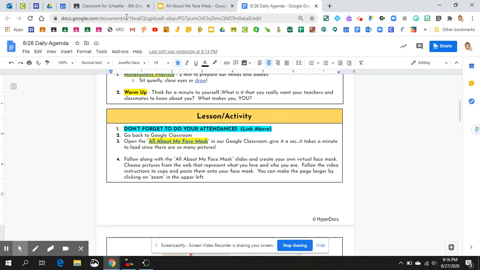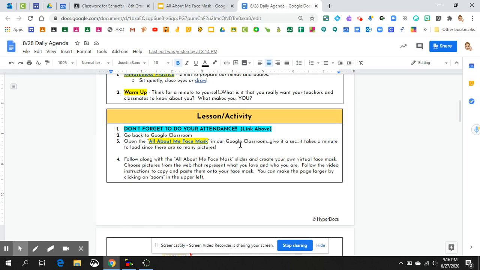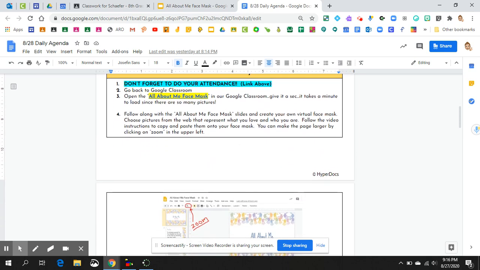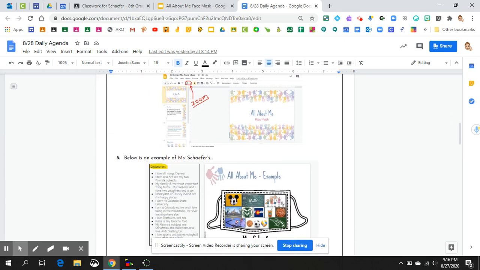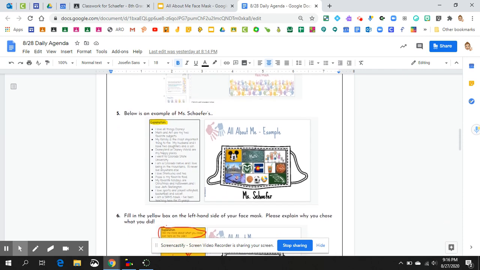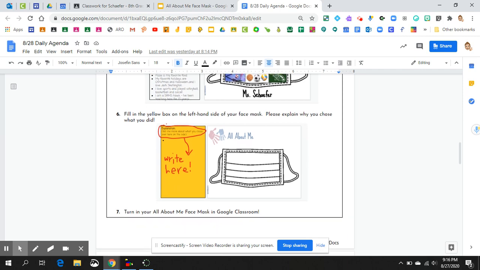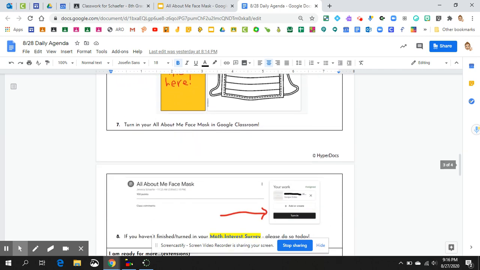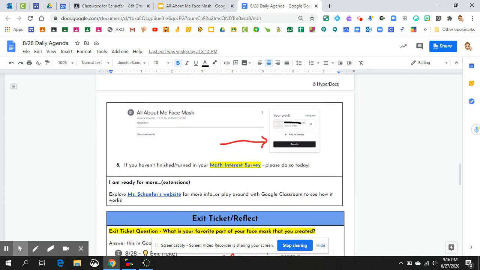So when you are finished, you will go and turn that into Google Classroom. There's instructions on here, also on the daily agenda. It just talks you through how to zoom in if you need to get closer to the face mask to kind of fill in spots with those pictures. It has the example on here again, and just reminding you that I want you to write and what it looks like when you're going to turn it in.